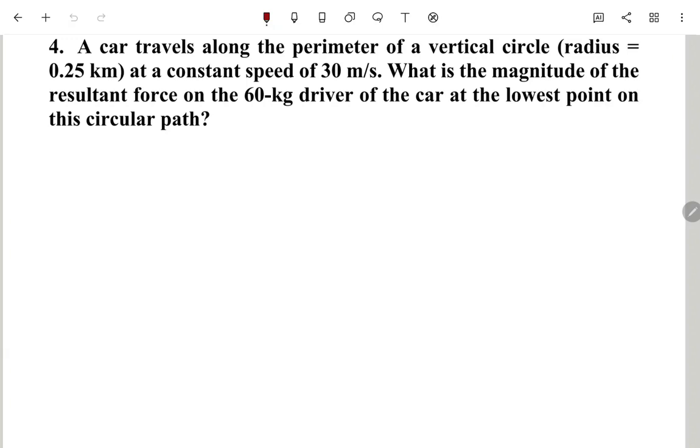A car travels along the perimeter of a vertical circle with radius 0.25 kilometers at a constant speed of 30 meters per second. What is the magnitude of the resultant force on the 60 kilogram driver of the car at the lowest point on the circular path? Again, sum of all forces equal to mv square over r, and in this case 60 times 30 square divided by 250, or 216 newtons.